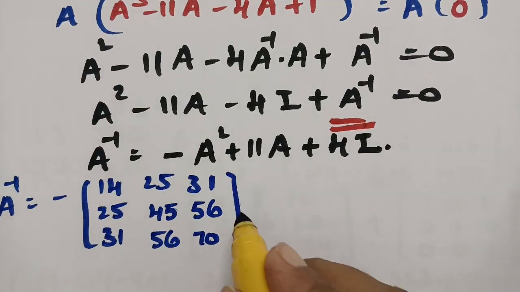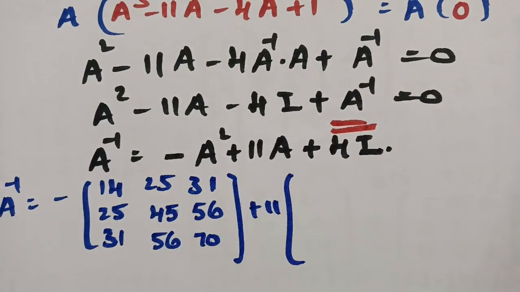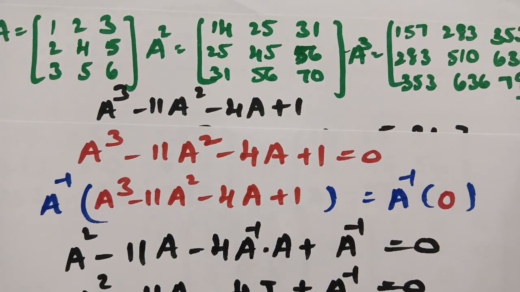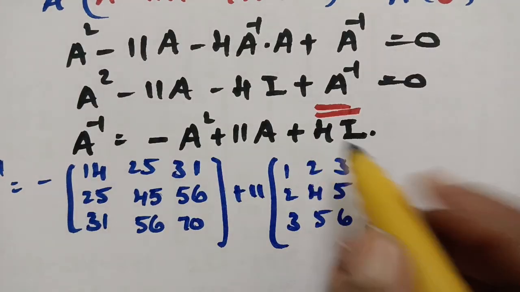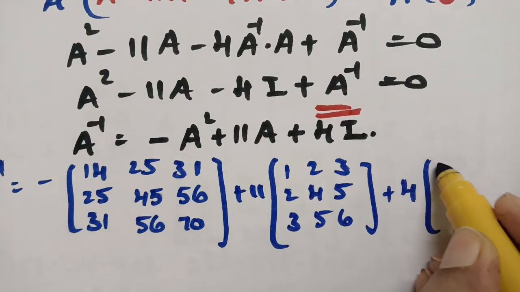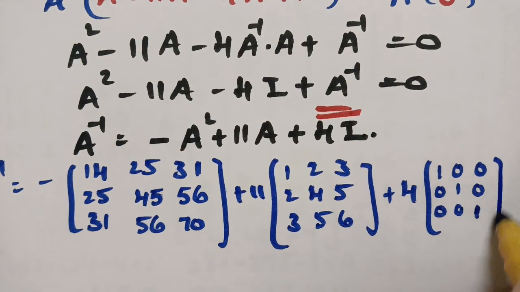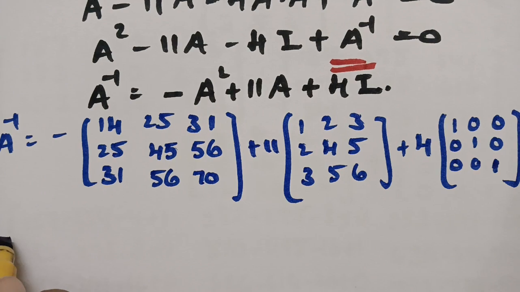So this is minus, times, plus 11 times A. So what is our A value? A is this one: 1, 2, 3. This is 2, 4, 5, and this is 3, 5 and 6, plus this value is 4 times I. So this is 4 times I, which is nothing but 1, 0, 0, 0, 1, 0, and this is 0, 0, 1. And see A inverse value.